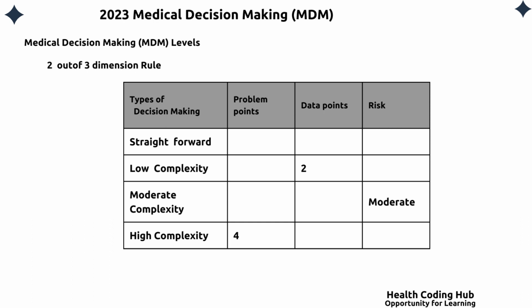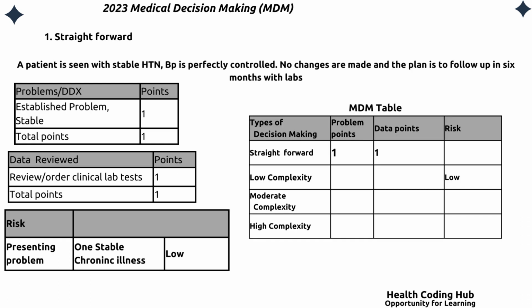Let's discuss some medical scenarios based on the MDM levels. Level 1 is straightforward. Look at the below example. A patient with stable hypertension, BP is perfectly controlled, no changes are made, and the plan is to follow up in 6 months with labs.